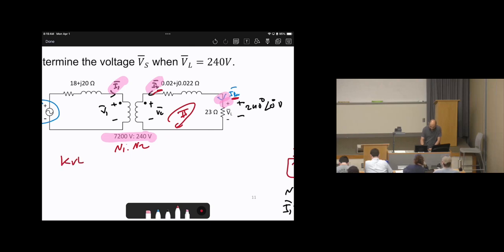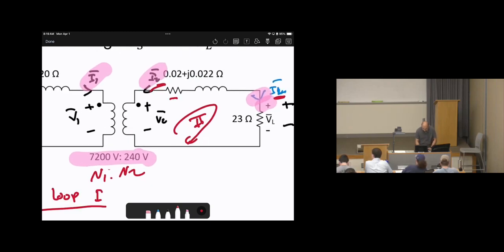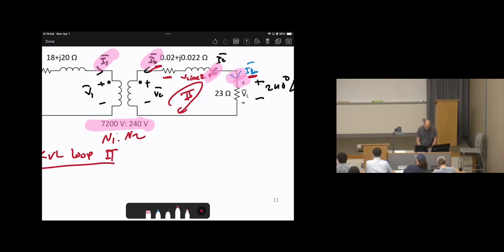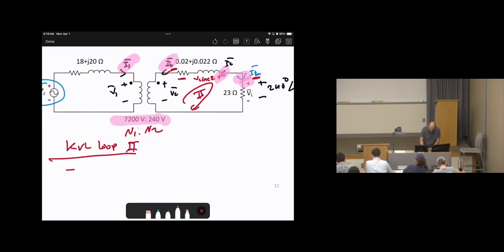So KVL loop 1. I'm going to assume here is a voltage polarity for this part, so I'll make it negative positive V line 2. Why do I make it negative positive? Because I want to make sure this is I load, I2. I2 enters the positive polarity of the voltage, then I make sure Ohm's law is positive. So KVL loop 2, it is negative V2 minus V line 2 plus VL, all of them bars, equals 0.